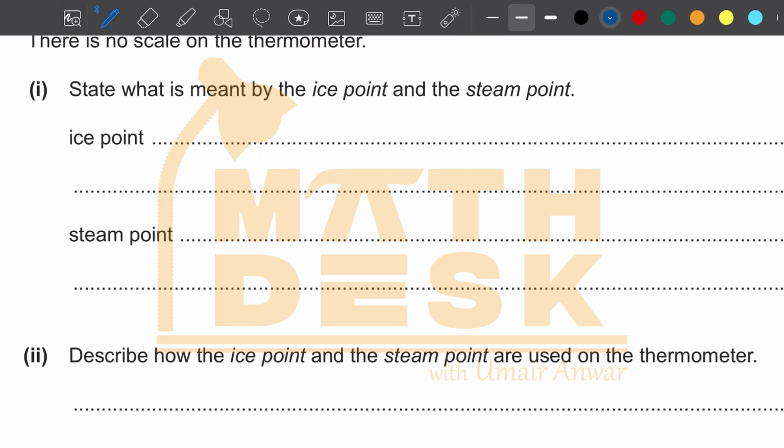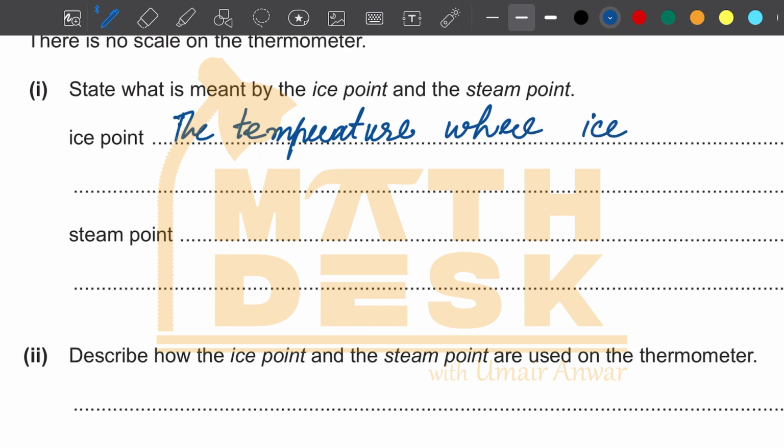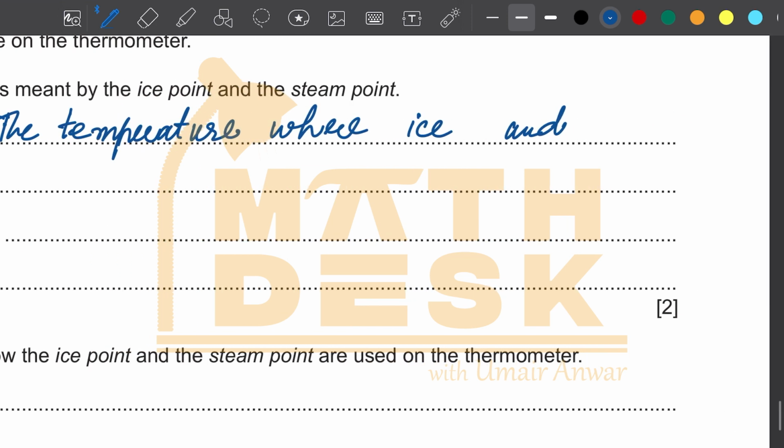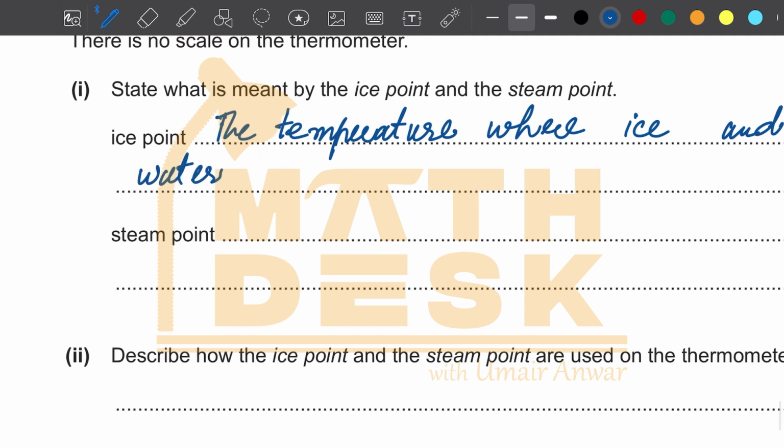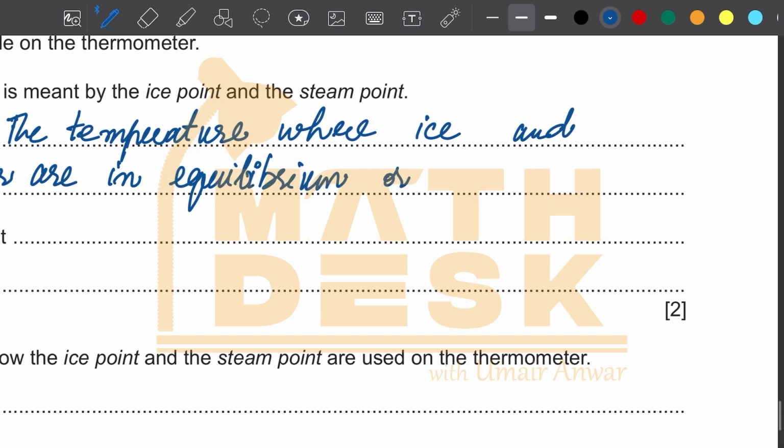So ice point is defined as the temperature where ice and water are in equilibrium, or it is the melting point of water.